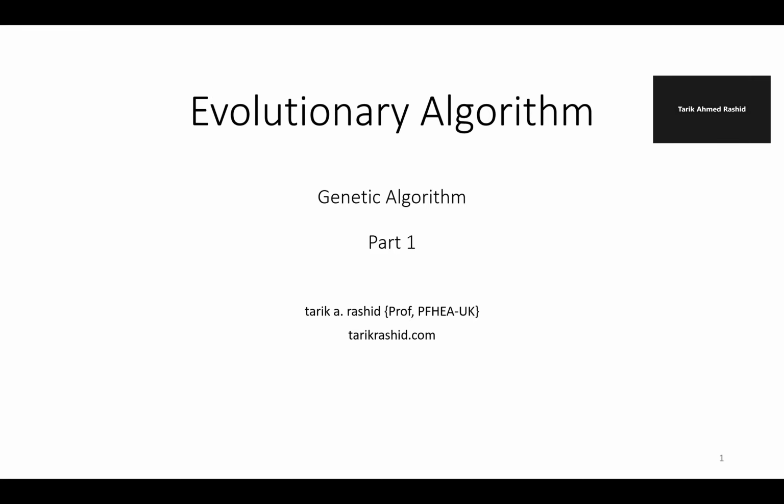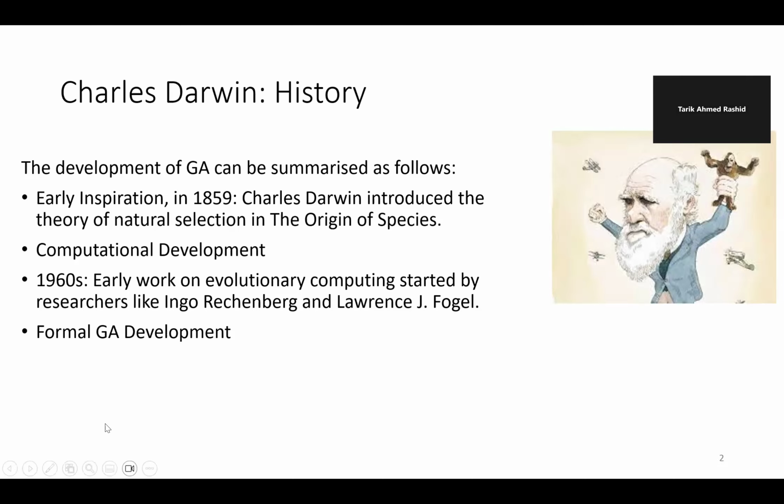Today we talk about evolutionary algorithms. In particular, we will discuss the genetic algorithm. Part one is a theoretical part, and part two is the practical part on the genetic algorithm, how this algorithm can be implemented. So, genetic algorithm historically, Charles Darwin, the development of GA, which is genetic algorithm, can be summarized as follows.